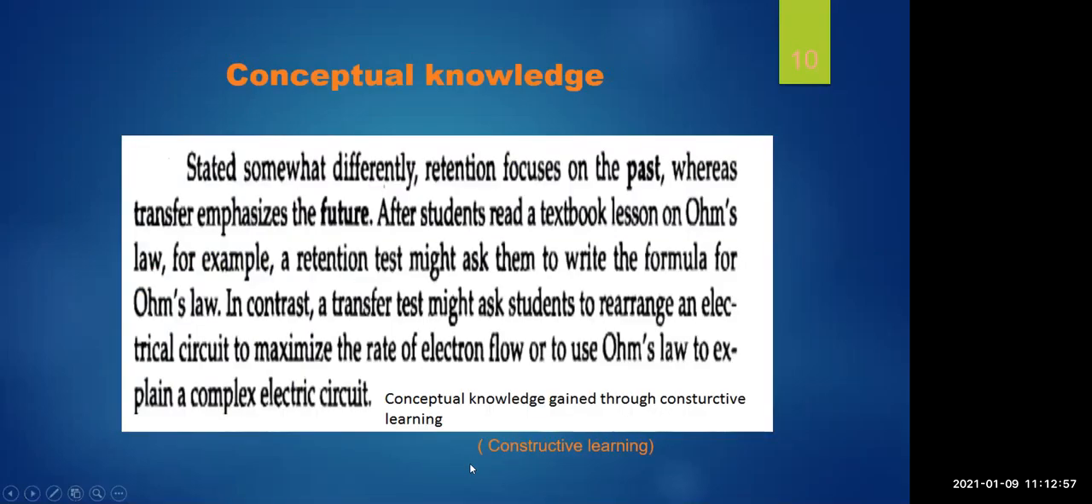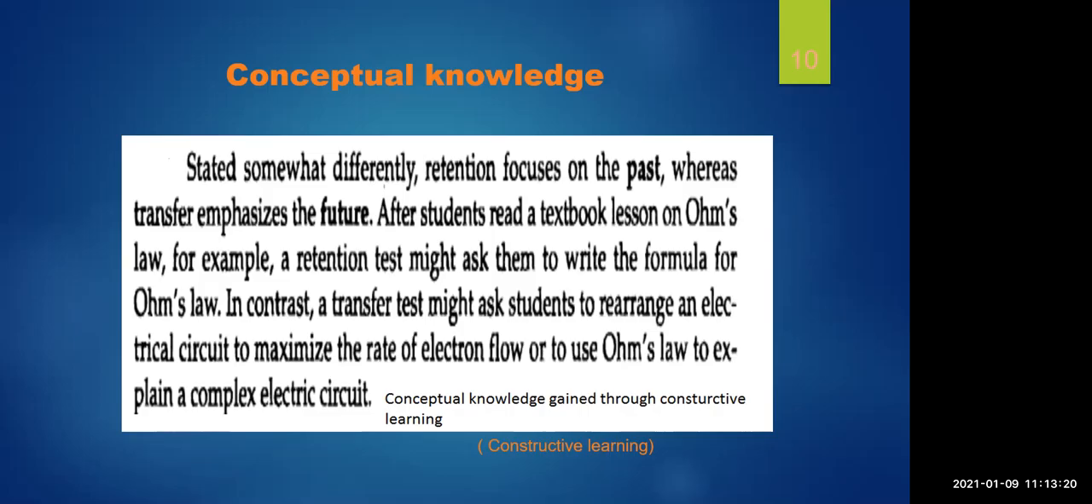The conceptual knowledge is stated somewhat differently. Retention focuses on the past, whereas transfer emphasizes the future. So once the knowledge is memorized, it will be in the past. But once you start applying it, it will be in the future also, it will be applied.